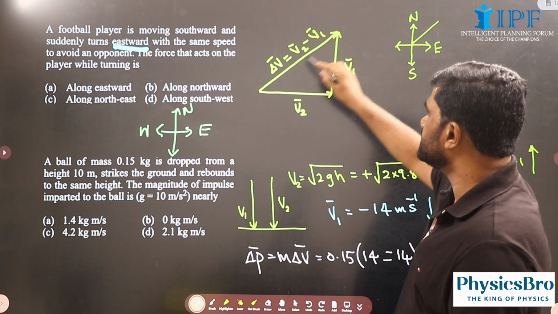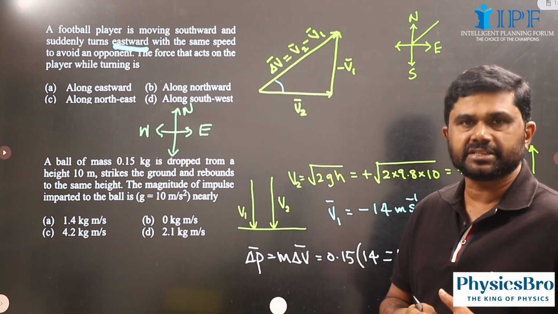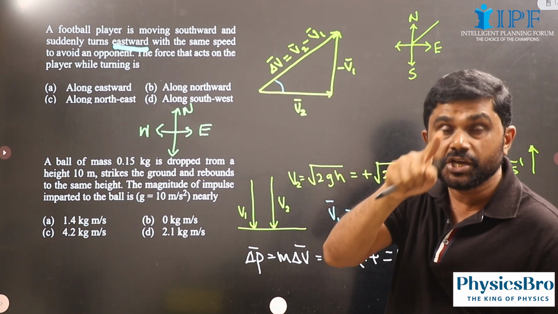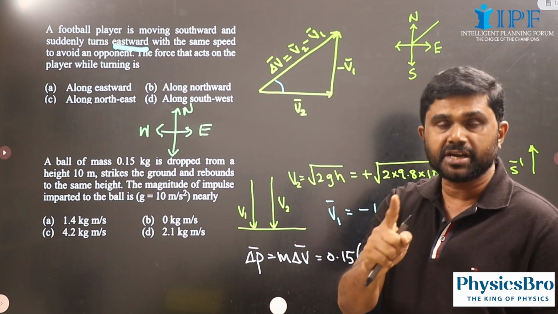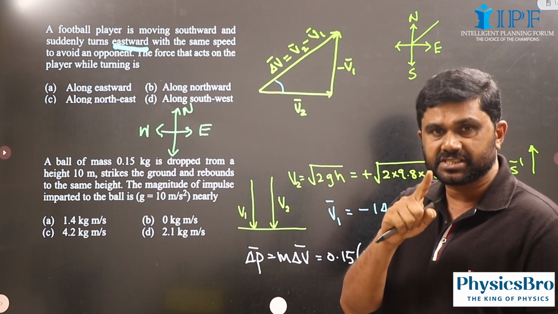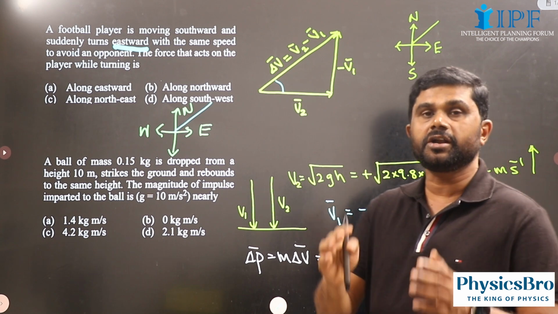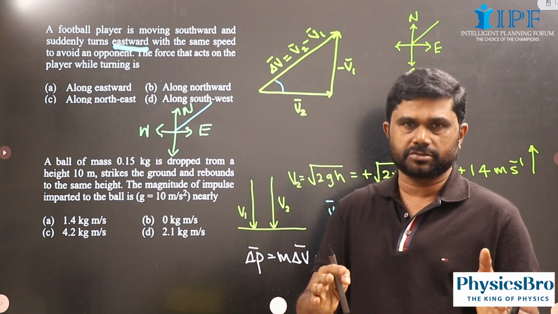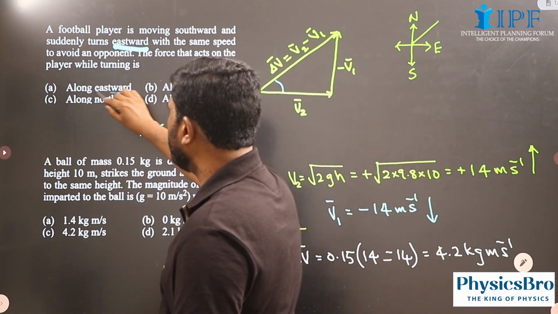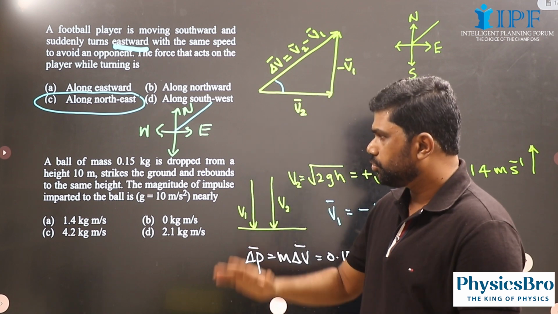This is the direction of change in velocity, and suppose this angle is theta. Then what is tan theta? Opposite side V1 and adjacent side V2 are of equal magnitudes, so tan theta is 1 and theta is 45 degrees. So the direction along which he experiences a force must be equally inclined to north and east. It's called northeast or east-north. So along northeast, that is the correct option. Okay, now let's go to the next question.